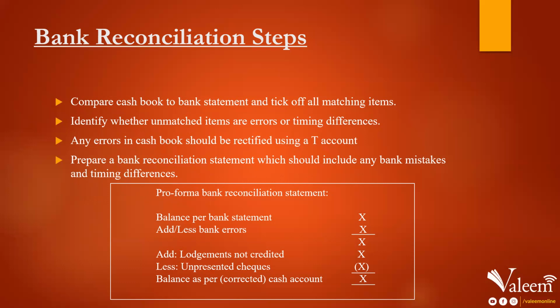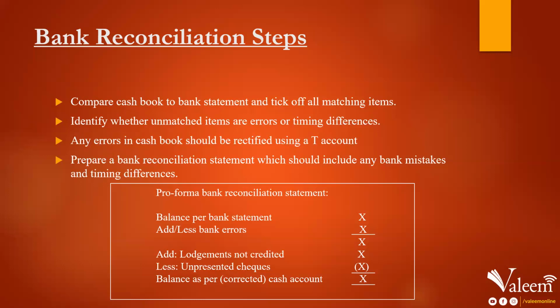We will have to follow this approach to make sure that the balance on the bank reconciliation statement that we prepare, the final balance has to match our corrected cash book account balance to make sure that there has not been a fraud or anything missing in the company. The pro forma of the bank reconciliation statement basically follows these steps. It starts off with the balance per the bank statement. Then we will have to add or deduct any bank errors depending on what the mistake is.